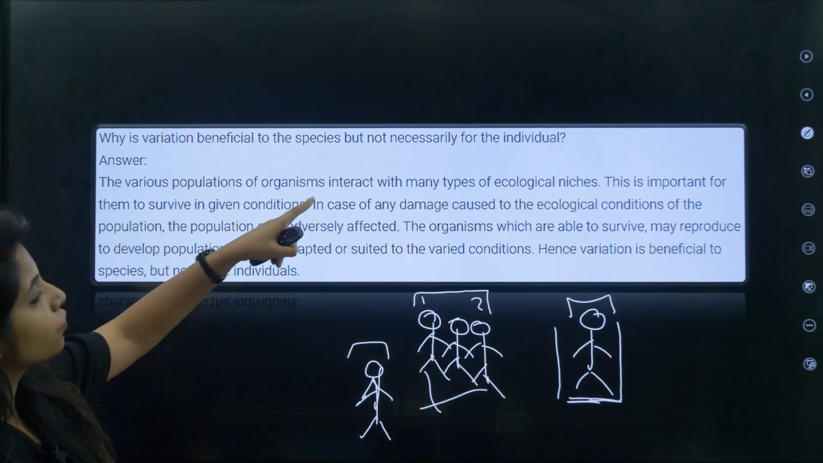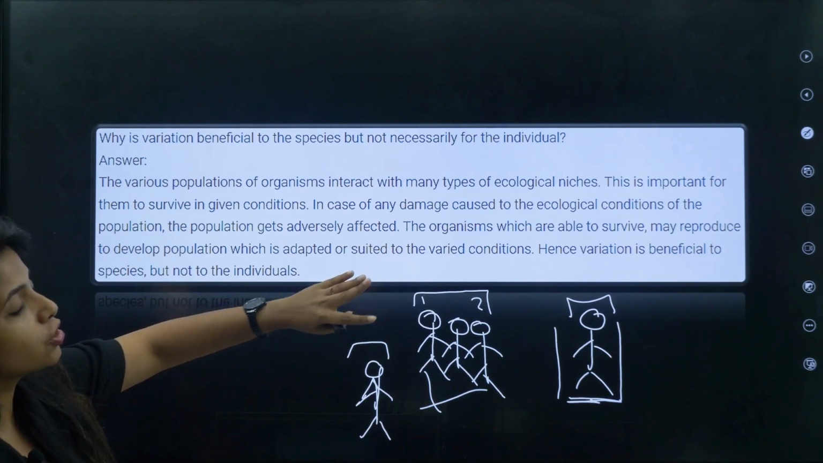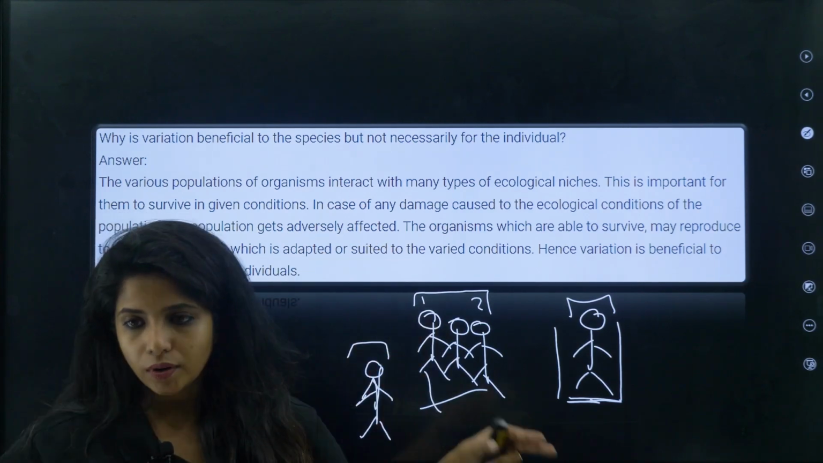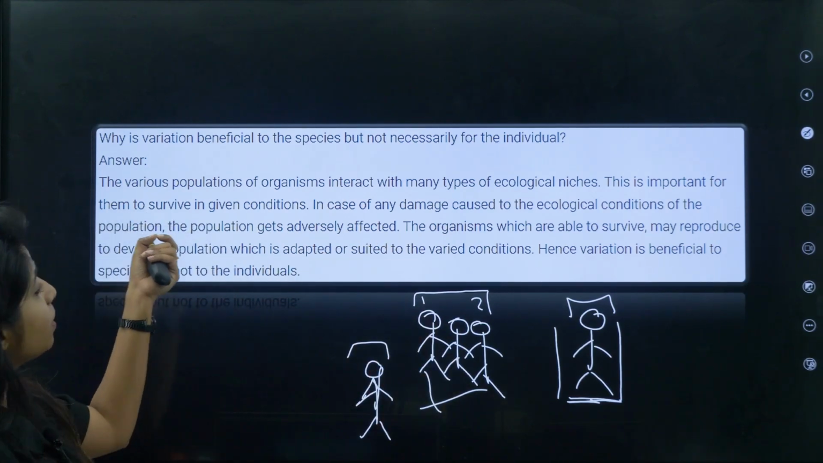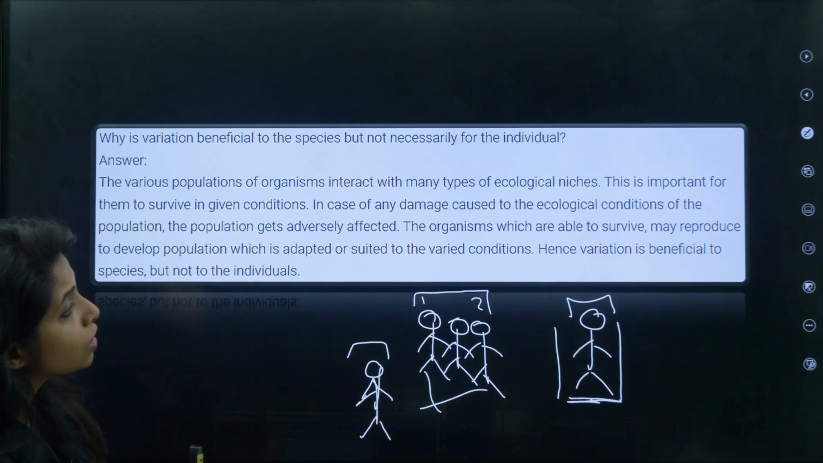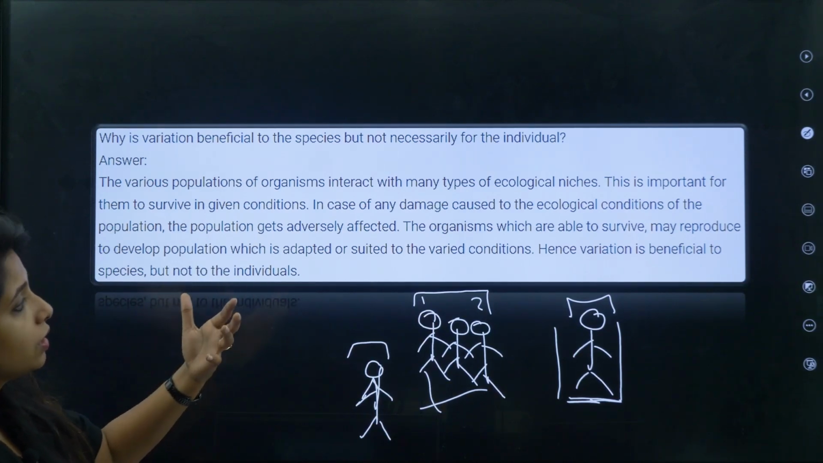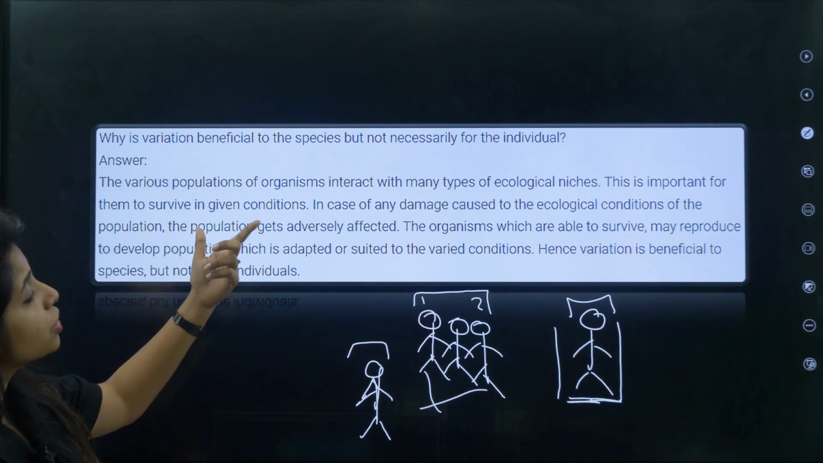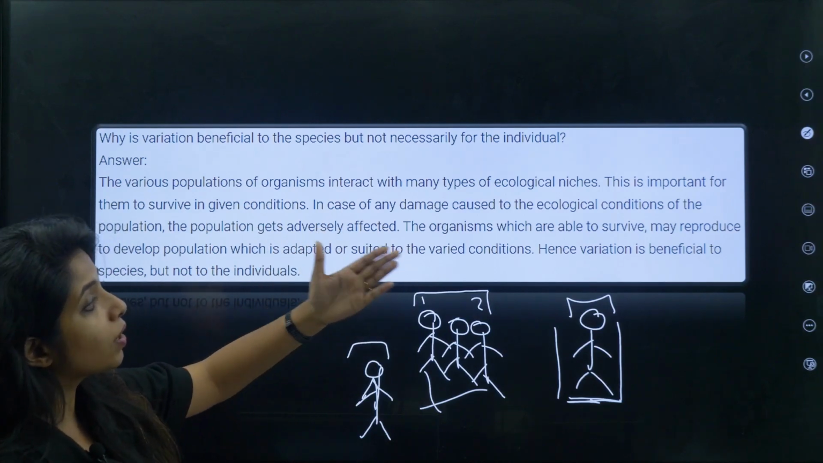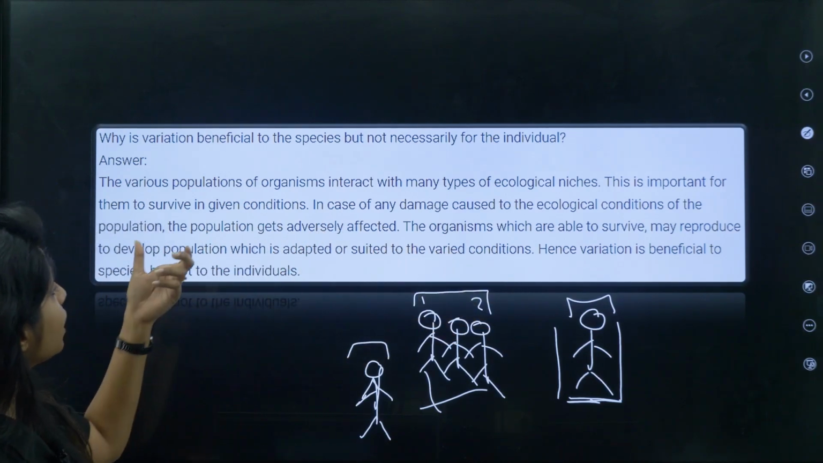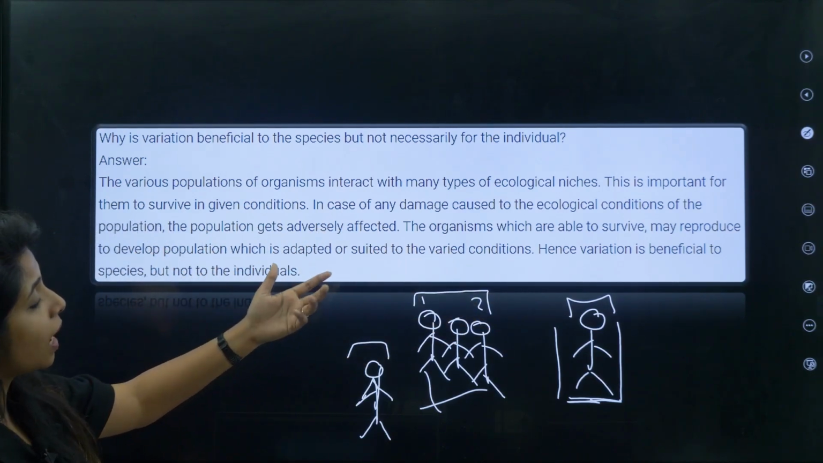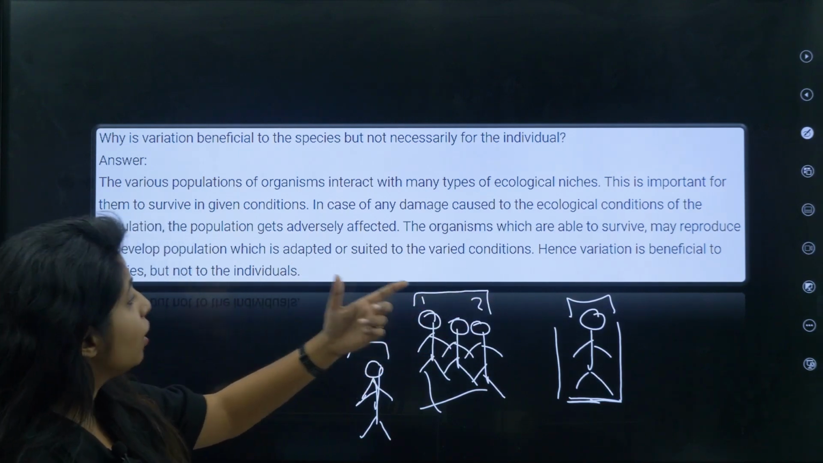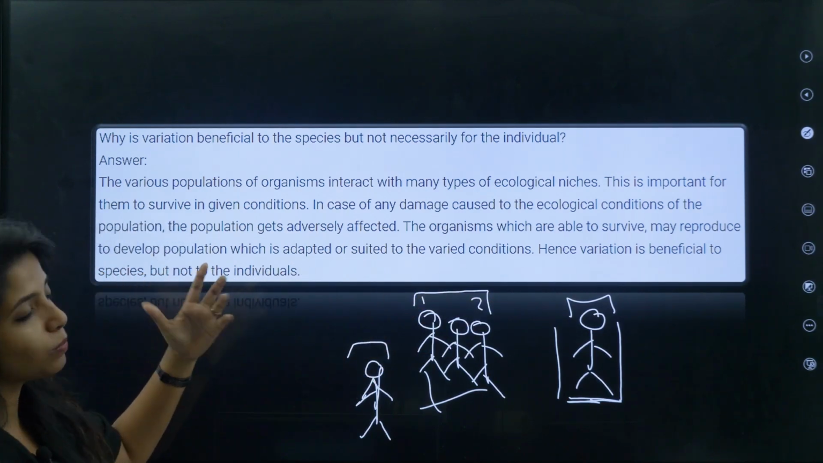The various populations of organisms interact with many types of ecological niches, as in surroundings. This is important to them to survive in a given condition. In the case of any damage caused due to ecological conditions, the population gets adversely affected. The organisms which are able to survive may reproduce to develop a population which is adapted or suited to the varied condition. Hence, variation is beneficial to the species but not to the individuals.